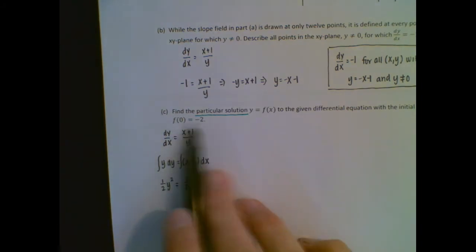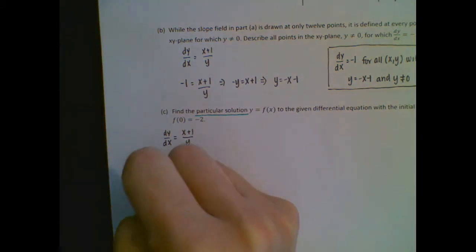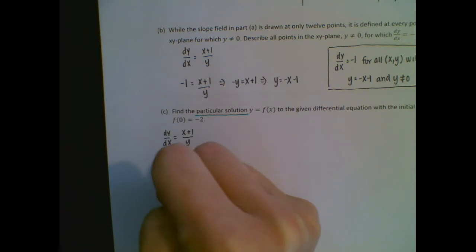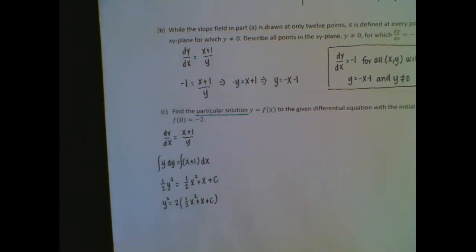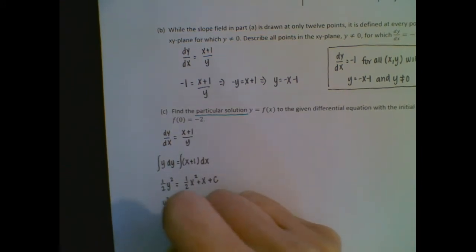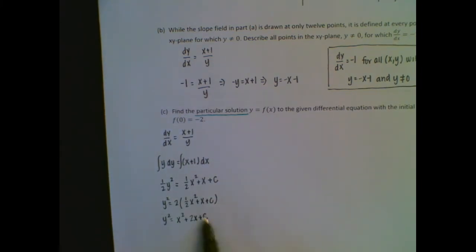And before I actually use my initial condition here, you could plug it in at this point, but I'm just going to go ahead and try to get y by itself as much as I can first. So I'm going to clear out this fraction by multiplying each side of the equation by 2. So 2 times 1/2 x squared plus x plus c. That's going to tell me that y squared is going to be equal to just x squared plus 2x plus c. And now I'm going to go ahead and use my initial condition to solve for this c value.